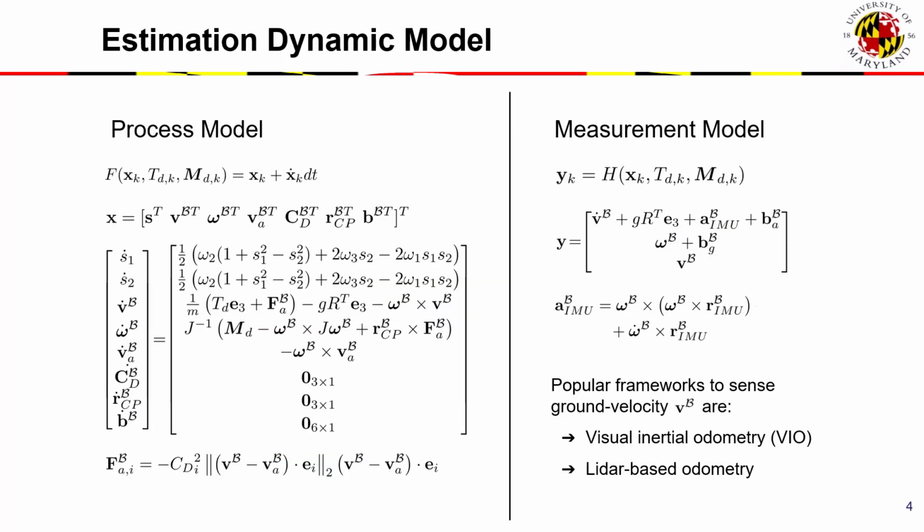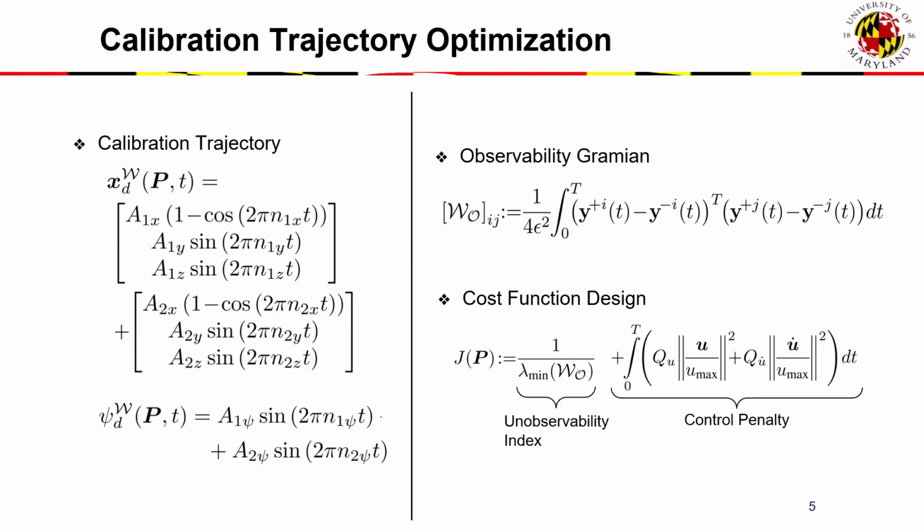The process model contains the orientation, the vehicle's velocity, angular velocity, wind, drag coefficient, center of pressure, and the IMU bias. The measurement model contains the biased acceleration, biased angular velocity, and ground velocity measurements. The system has weak observability and thus we need a calibration trajectory that is optimized such that observability is as high as possible without too much control efforts.